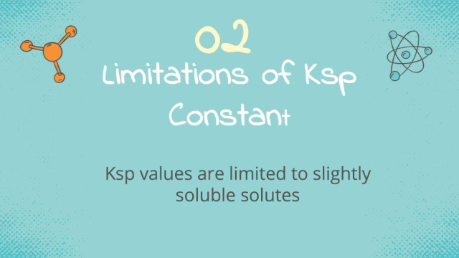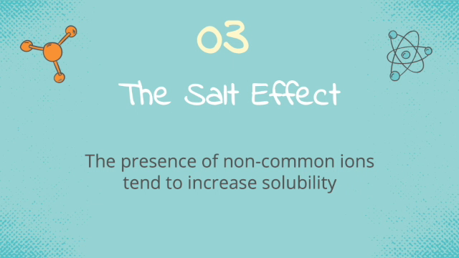Ksp operates under the pretense that it is based on ion activities rather than concentrations. Ksp values are usually limited to slightly soluble solutes. The third example is the salt effect. In comparison to the common ion effect, the presence of non-common ions tends to increase solubility. This is because higher concentrations must appear in the solution before equilibrium is established.